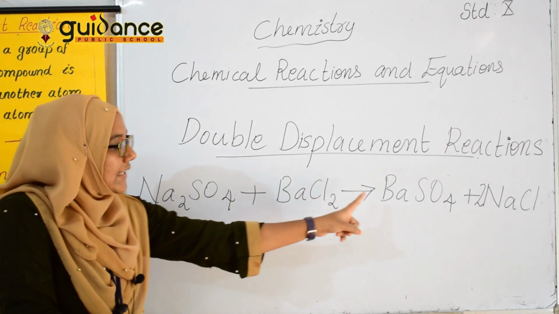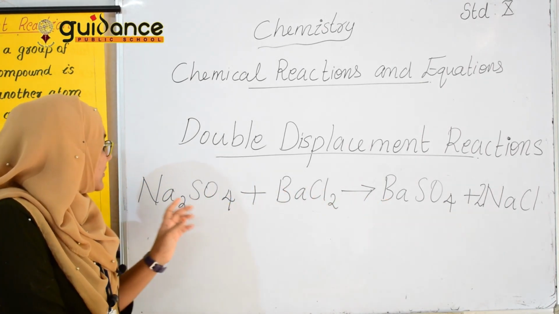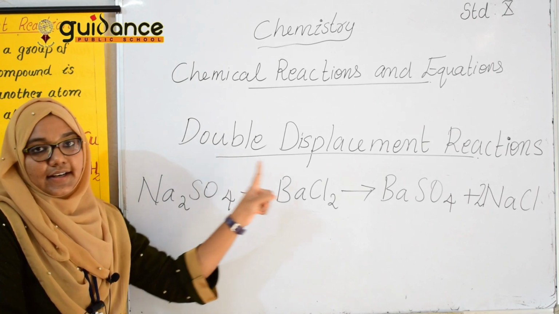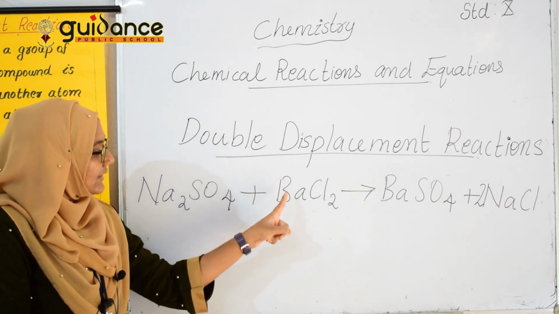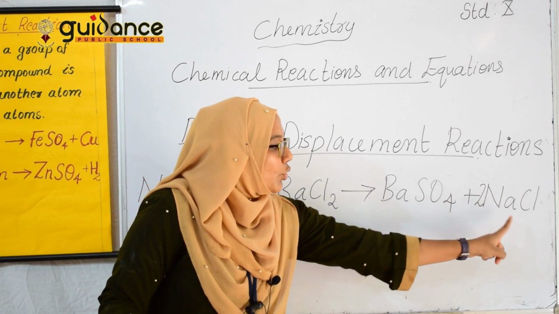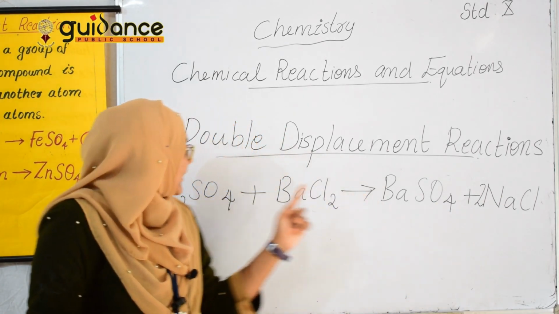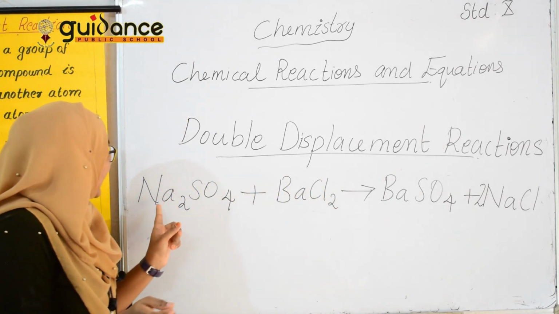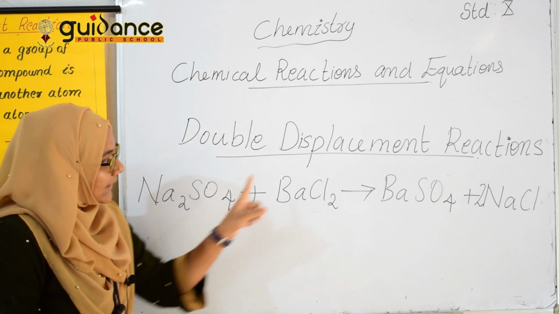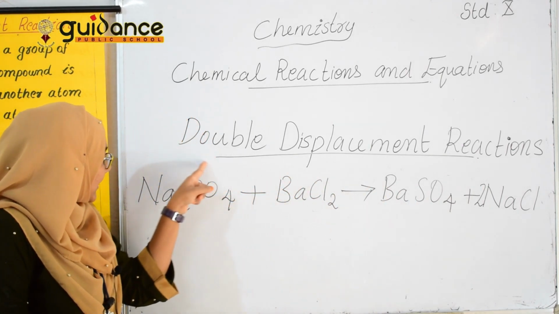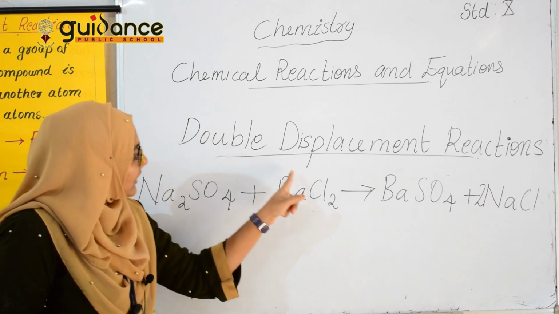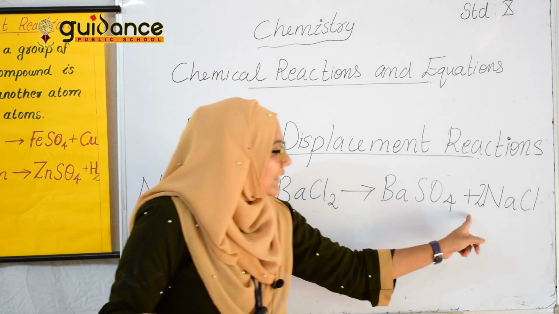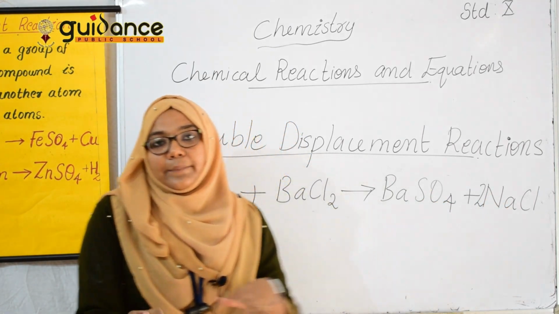So what is a double displacement reaction? This is an example. Two reacting compounds exchange their ions to form two new products. These two are the reacting compounds, and they are exchanging their ions. Na2SO4 becomes BaSO4 because the Ba comes here and the Na goes there. So it becomes BaSO4, barium sulfate, and NaCl, that is sodium chloride.